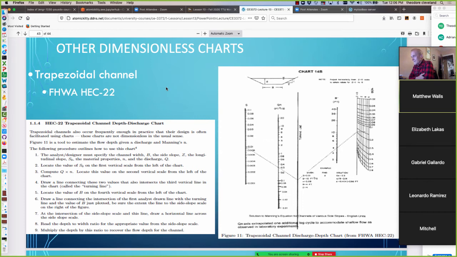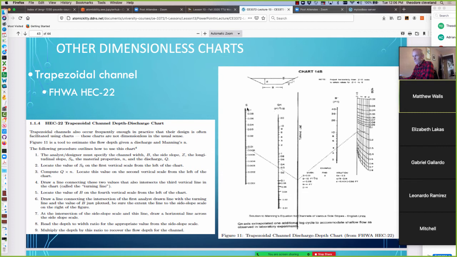At the time, this would have been considered easier. So we have a slope, bottom width, and a design discharge multiplied by Manning's N. So this is the QN term. So the analyst would specify the channel width, the side slope, the longitudinal slope, material properties, and the discharge.